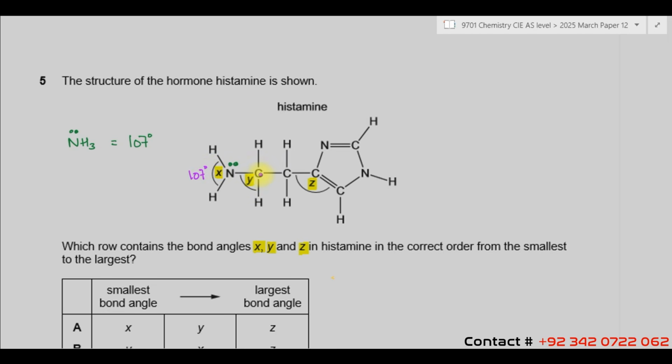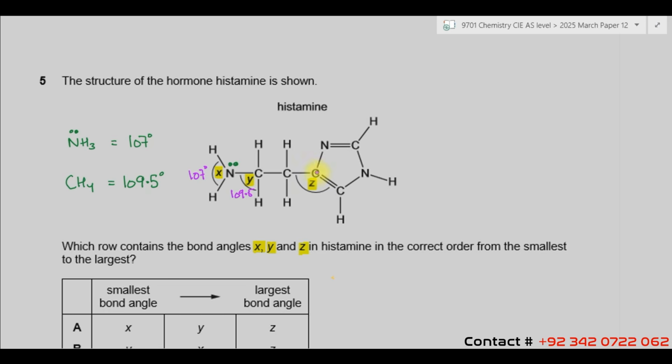Second one is carbon. Carbon is making 4 single covalent bonds. There are no lone pairs present on carbon as it has only 4 electrons in the outermost shell, all of which are making bonds. So this one is similar to CH4, where carbon does not have any lone pair and has 4 bond pairs. So the bond angle in CH4, as it is tetrahedral, is 109.5. So that's what Y should be. It should be 109.5.